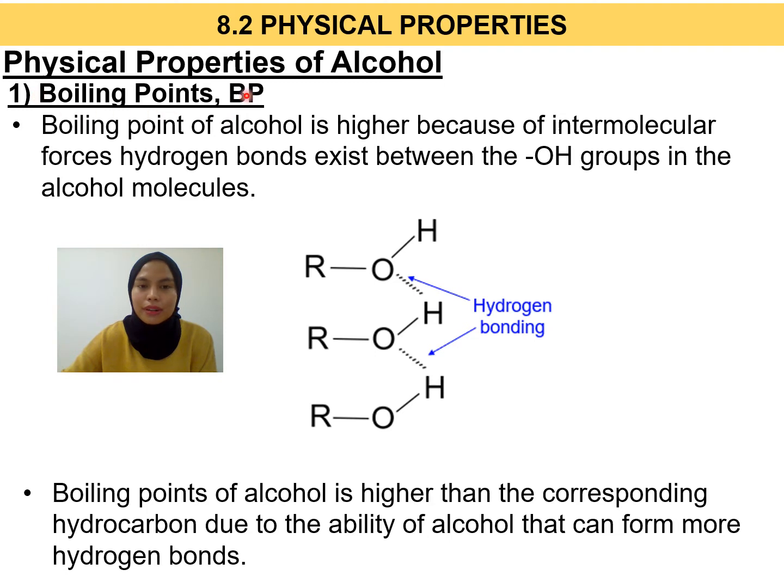Alright, so when we talk about the boiling point, tak kisahlah kamu nak describe boiling points of alkene ke, alkane, alcohol, and so on. When we talk about boiling points, the main factor yang mempengaruhi the strength of the boiling point is actually the intermolecular forces. The strength of intermolecular forces memang sangat-sangat mempengaruhi the strength of the boiling point.